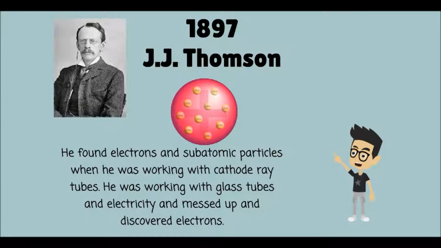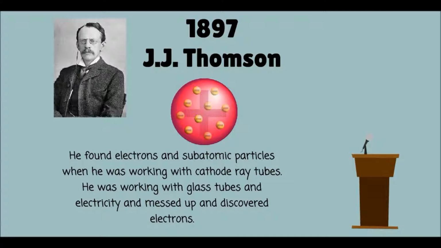1897, J. J. Thomson. He found electrons and subatomic particles when he was working with cathode ray tubes. He was working with glass tubes and electricity, and by mistake discovered electrons.